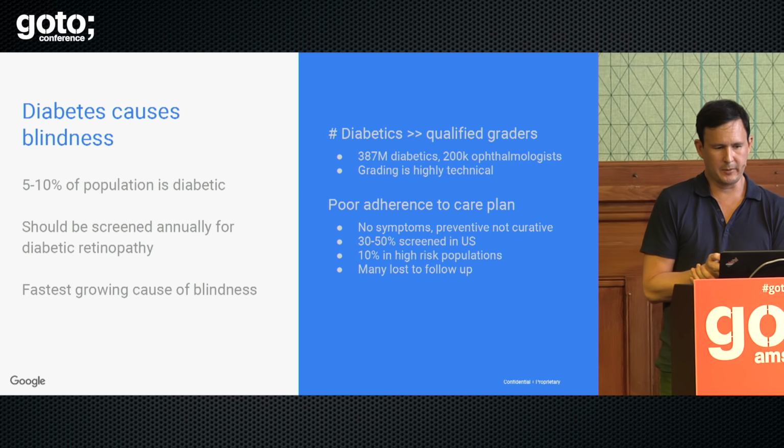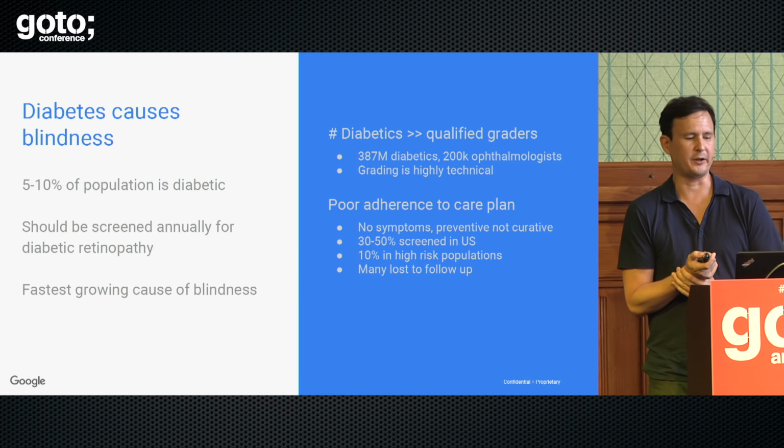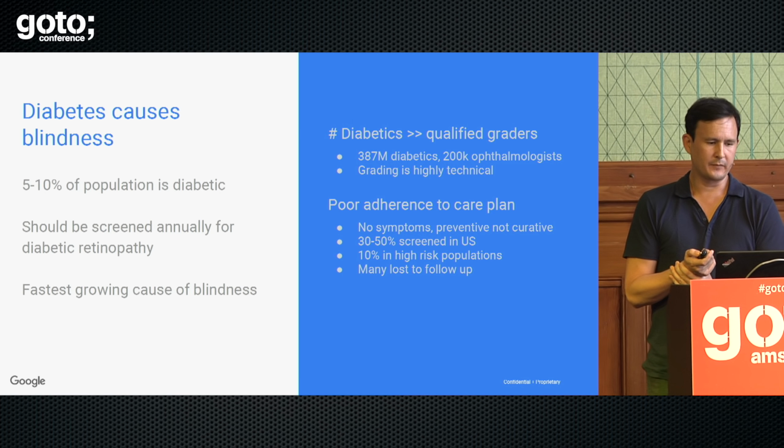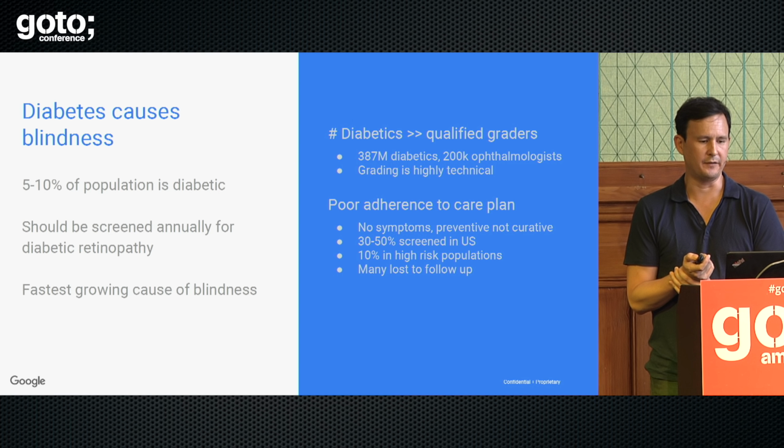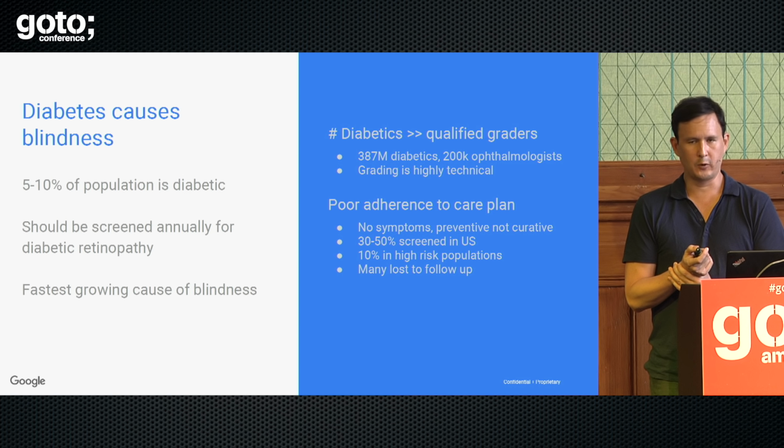So I'm gonna talk to you about a use case that's happening right now. There's a global pandemic. It's diabetes. Approximately 5% of the population in the US is diabetic, and it's approaching this globally as well, as diets are westernizing. One of the side effects of diabetes is diabetic retinopathy.